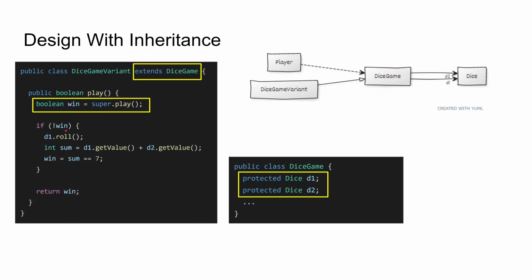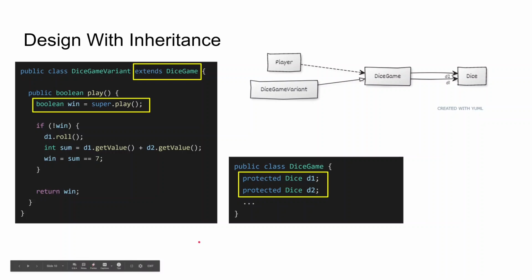And if we don't win, we call roll on the first dice, and we recalculate the sum, and we recalculate the winning condition, and then we return. And we need to do one change inside of dice game. We need to set the dices to protected so that subclasses can access them. This way you can let other classes than the original class access stuff in a parent class. So every child class to dice game can now access the dice objects inside them.